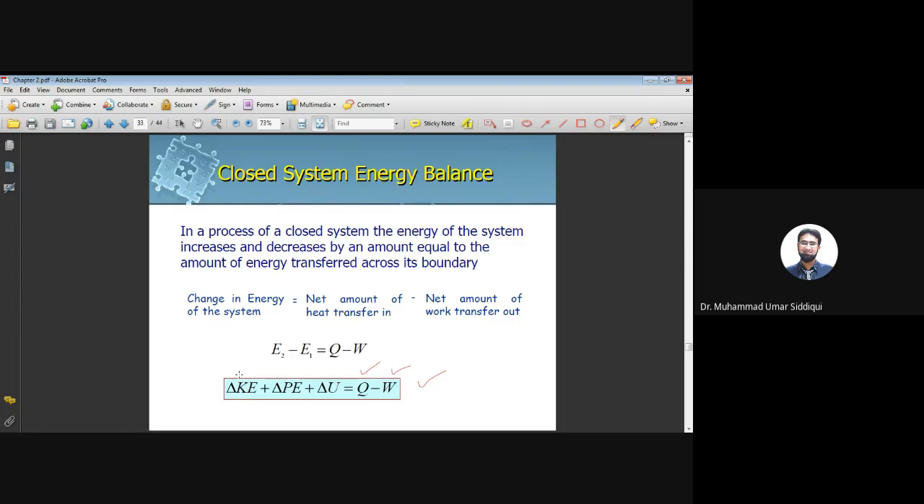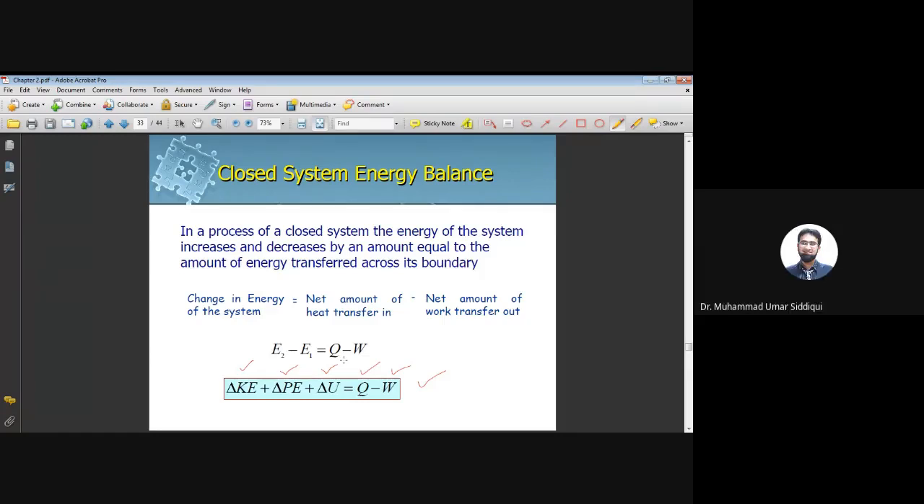Inside the system, it has its kinetic energy, which might change. It has its potential energy, which might change. It has its internal energy, which might change. So delta U, delta kinetic energy and delta potential energy are the changes of different forms of energy inside the system, happening because of what's happening at the boundaries. Is it clear? Yes, sir. The one who asked the question, is it clear to you? Yes, sir. Okay.